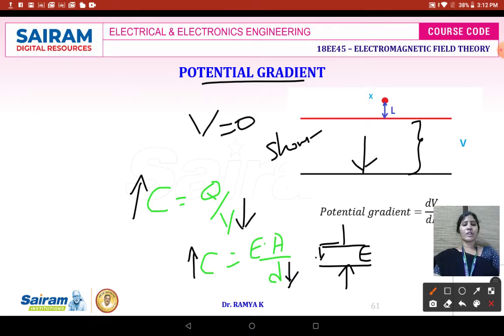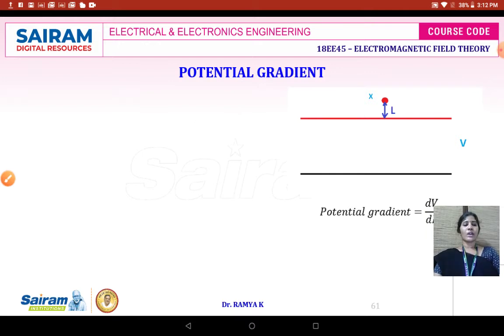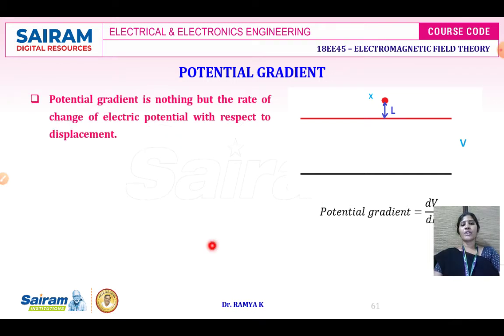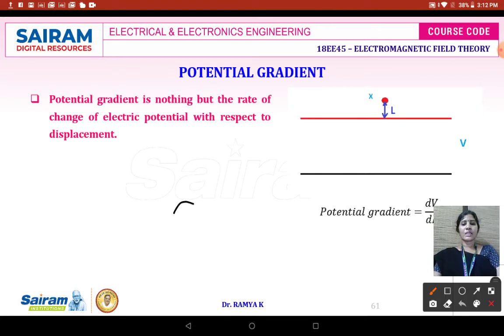When the potential is equal to 0, there won't be any electric field intensity exerted. So as the distance between the two plates is decreased, the stress over the field is going to get increased. Potential gradient is nothing but the rate of change of electric potential with respect to the displacement. C is equal to Q divided by V, and V is nothing but your electric potential.